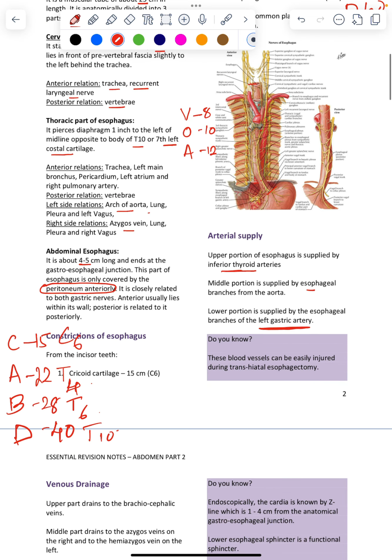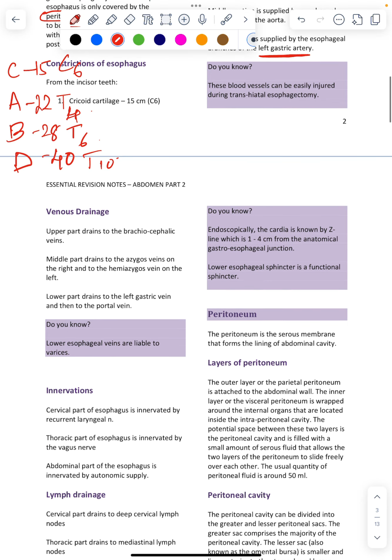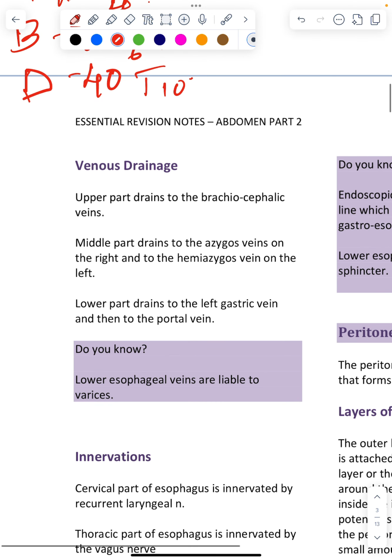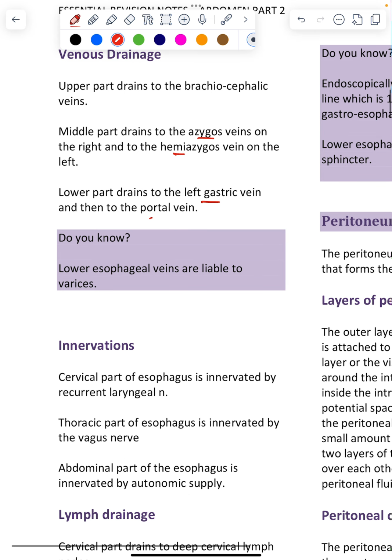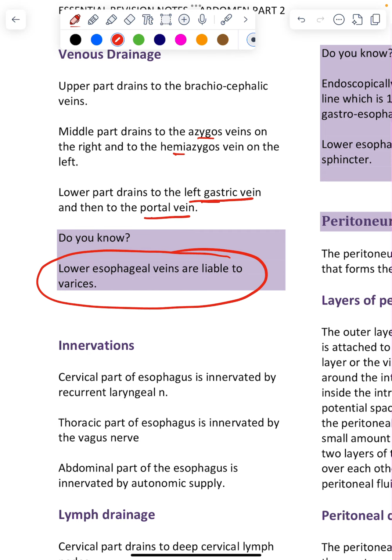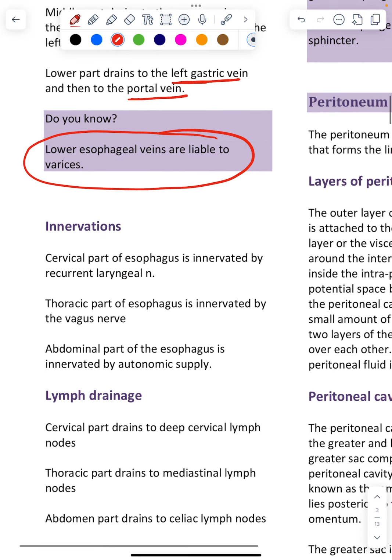Left gastric artery. Venous drainage: brachiocephalic veins in the upper part, middle goes to azygos and hemiazygos, lower part into left gastric and portal. Lower esophageal veins are liable to varices. So left gastric vein and portal vein. This is the lower esophagus where varices happen.